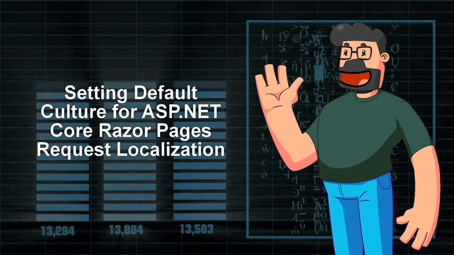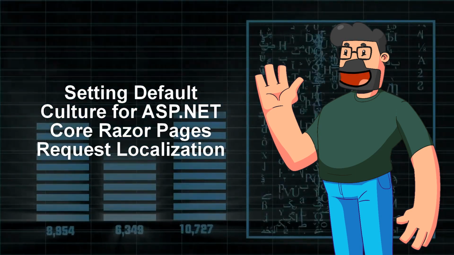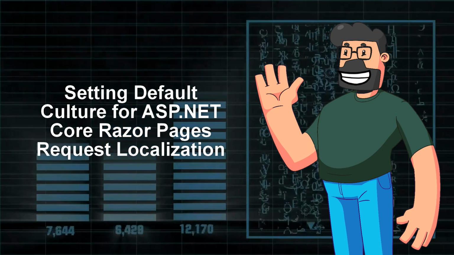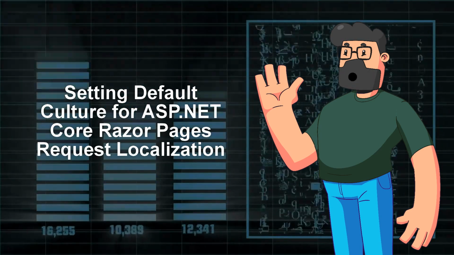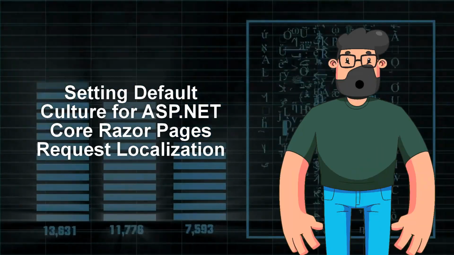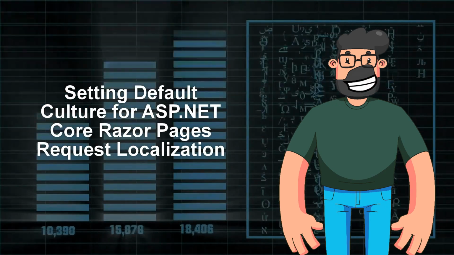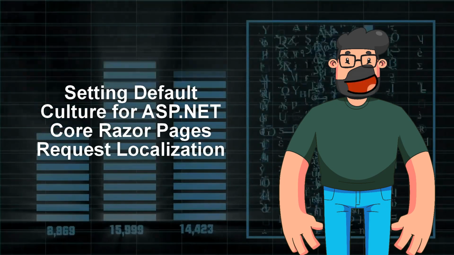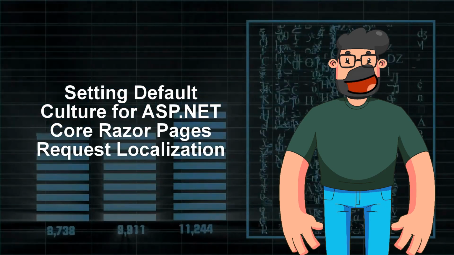Welcome to this tutorial where we'll dive into a common problem that you may encounter when working with request localization in ASP.NET Core web apps. The problem lies in the configuration setup of the default language and URL parameters for culture settings within the application.